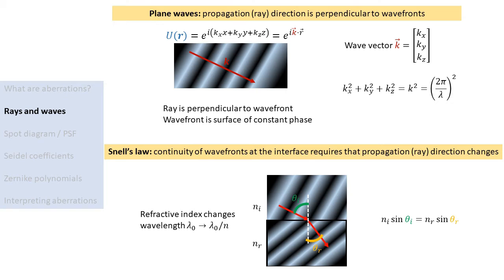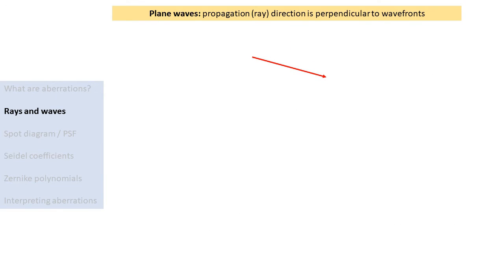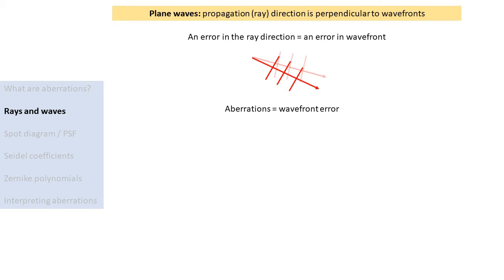Now let's see how this connection helps us describe optical aberrations in terms of wave optics. When a ray of light is aberrated, it means that its direction of propagation deviates from the ideal direction. Since the propagation direction is directly related to the orientation of the wavefronts, an error in the propagation direction is directly related to an error in the wavefront. Therefore, in the wave model of optics, aberrations are described as a wavefront error.